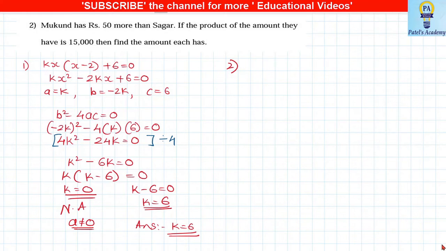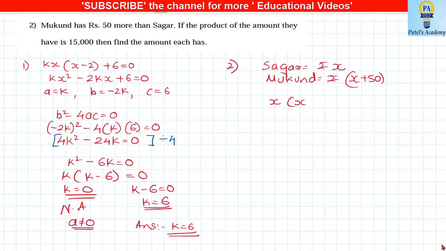That is nothing but a word problem. Mukund has rupees 50 more than Sagar. So let the amount with Sagar be rupees x, and let the amount with Mukund be rupees 50 more, so that is x plus 50. The condition given is that the product is 15,000. So the product means x into (x plus 50) equals 15,000.